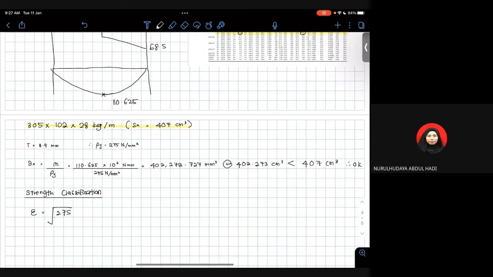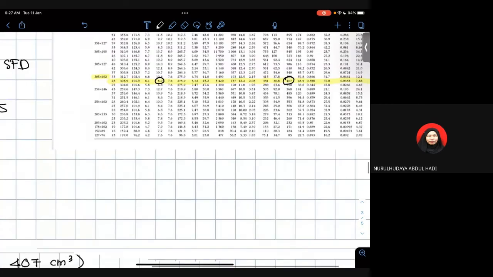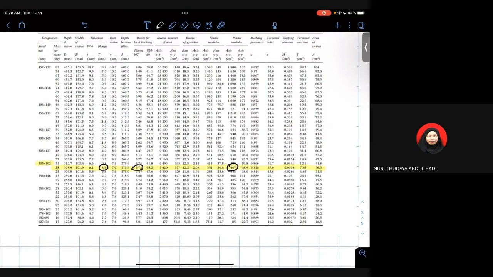Okay, strength classification. Constant is equal to 1. B over T and D over T to make sure that the beam is plastic. Look at the table again. B over T is 5.72 and D over T is 45.2.